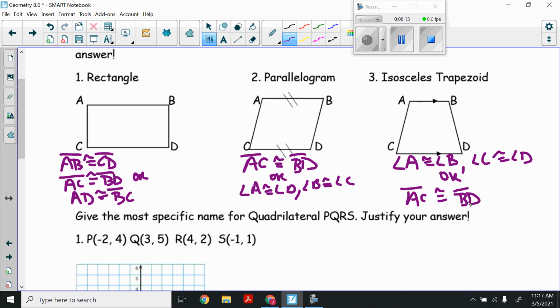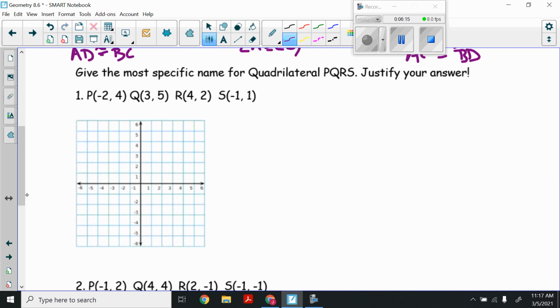All right, so now give the most specific name for quadrilateral PQRS and justify your answer. Here, they don't give me a picture, they just give me points. So we need to plot the points and draw the picture. Over -2 up 4, that is point P. 3, 5, that is Q. 4, 2, that is R. -1, 1, S.